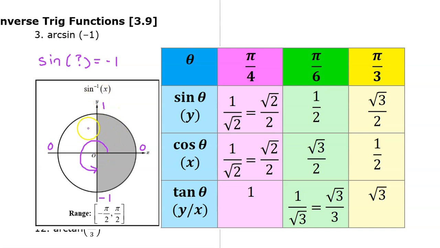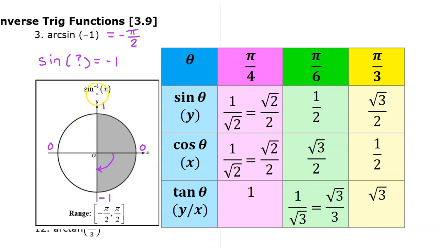So instead of rotating in the counterclockwise direction like normal, we will have to rotate in the clockwise direction to stay within the restricted range. So instead of 3 pi over 2, we have negative pi over 2 because rotating in the clockwise direction is a negative angle. So the answer is negative pi over 2.